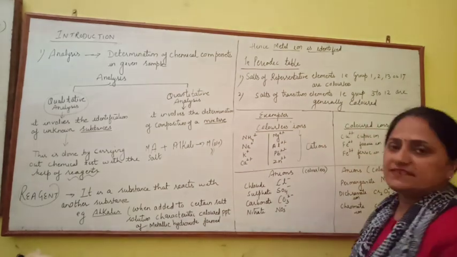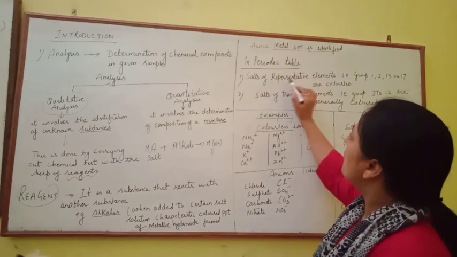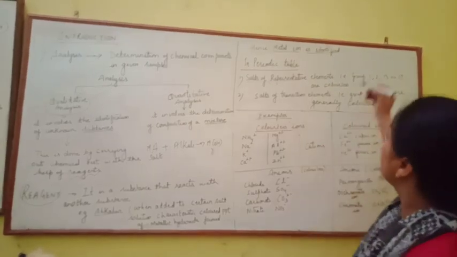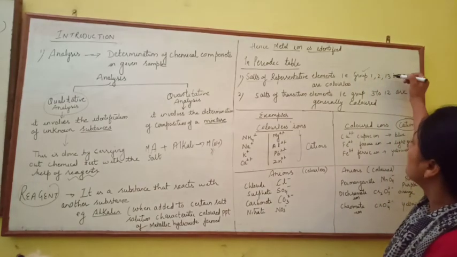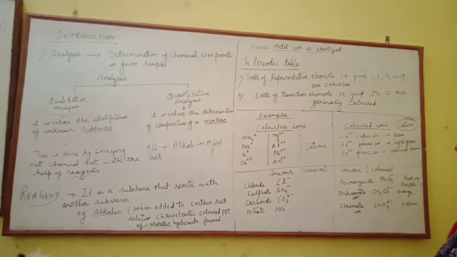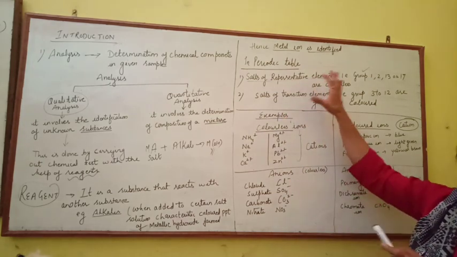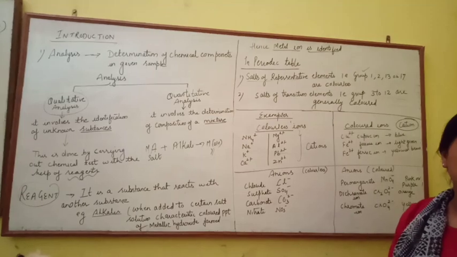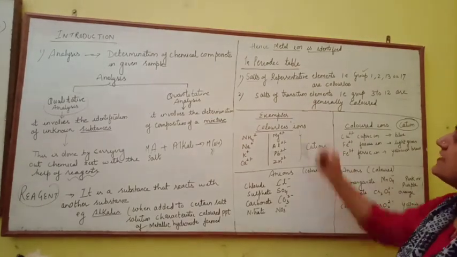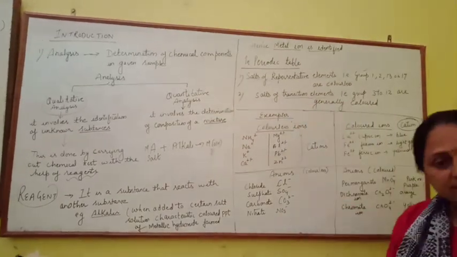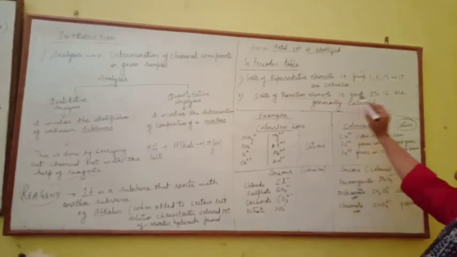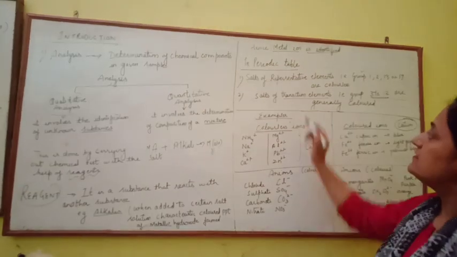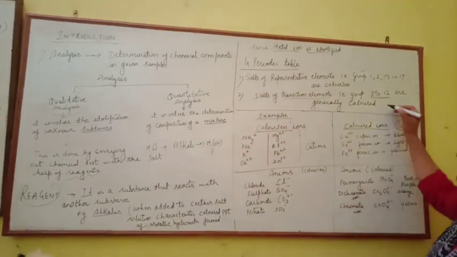As you know, in our periodic table, do you know what the representative elements are? These are present in groups 1, 2, 13 to 17. The salts of all these representative elements are colorless, whereas the salts of transition elements, which are present in the periodic table in groups 3 to 12, are generally colored.